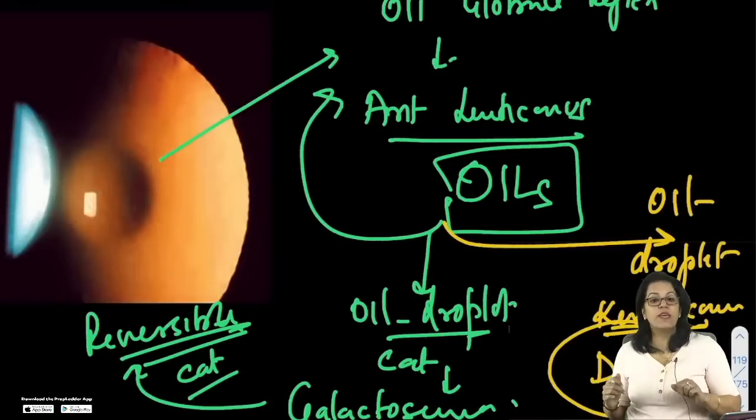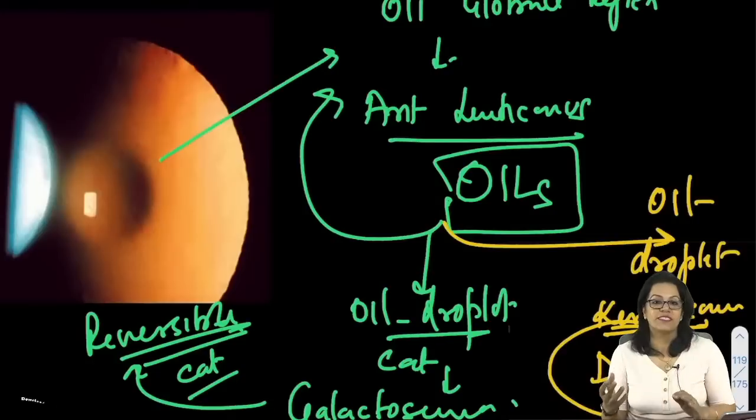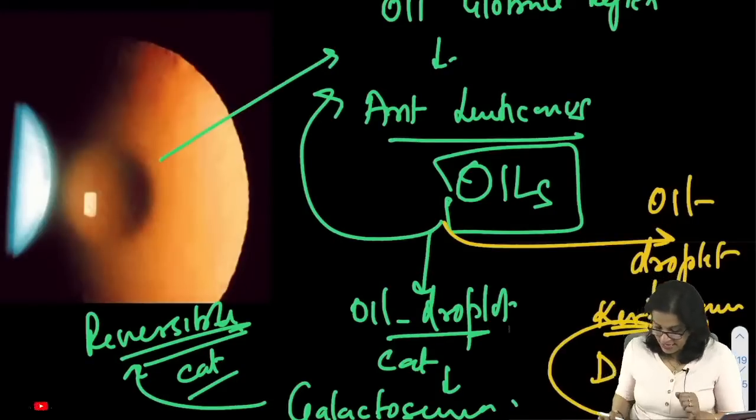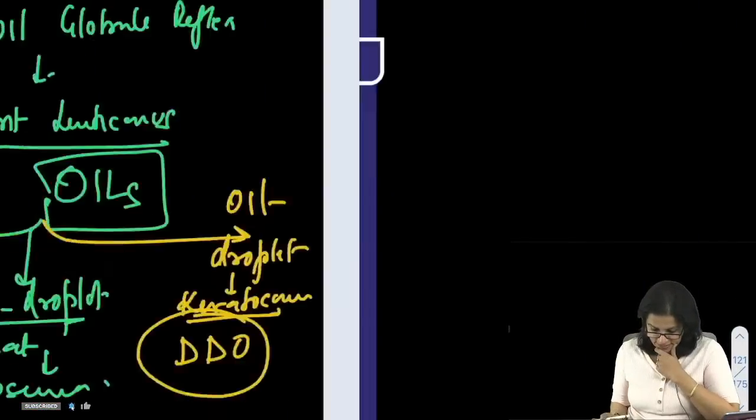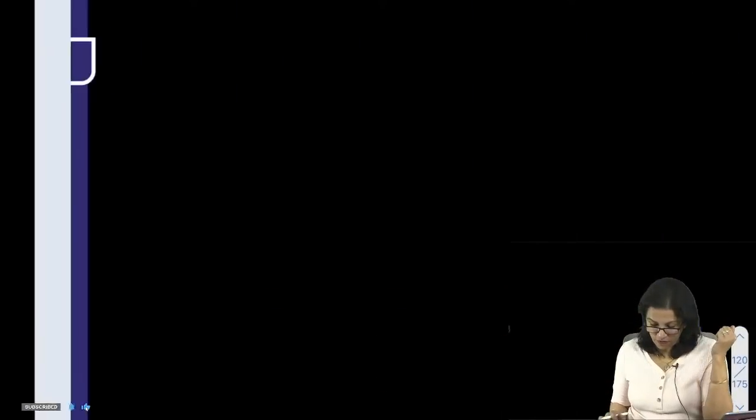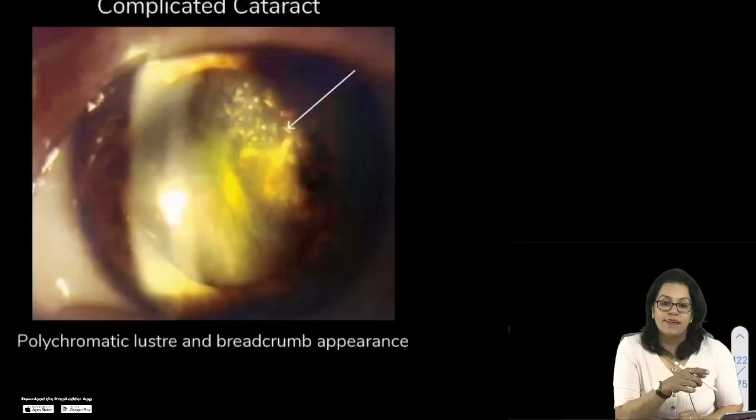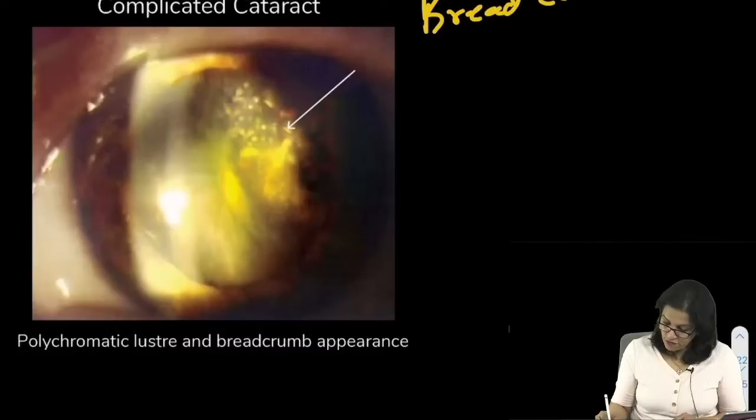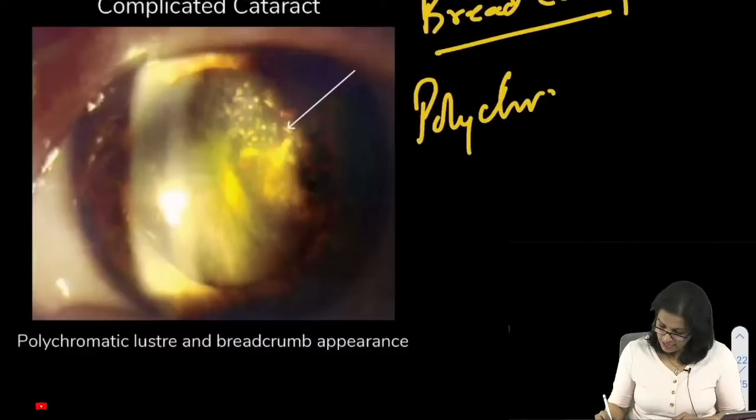Let me see, I must have some slides here. If not, you can just have a look at it, or you can request me and I'll post on Insta. Whatever slides we are missing, we can talk about that on Insta, no problem. Then a few slides which I have just included for your revision. This is complicated cataract, which was again last year's NEET PG question. In complicated cataract the opacities are breadcrumb, and when you see so much colored view, this is what is called polychromatic luster.